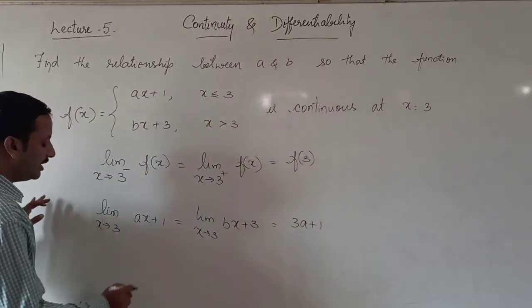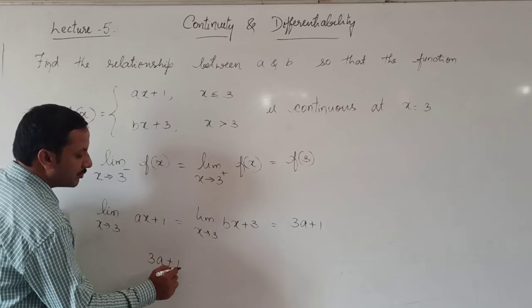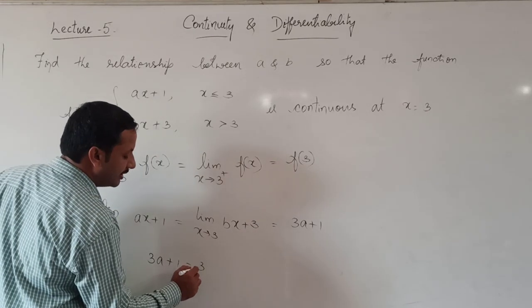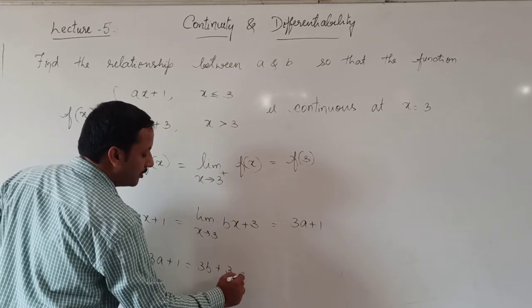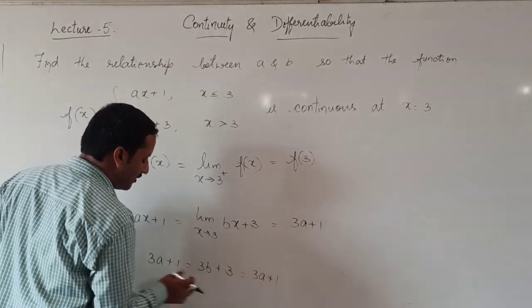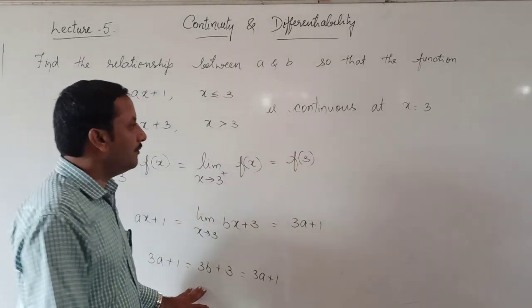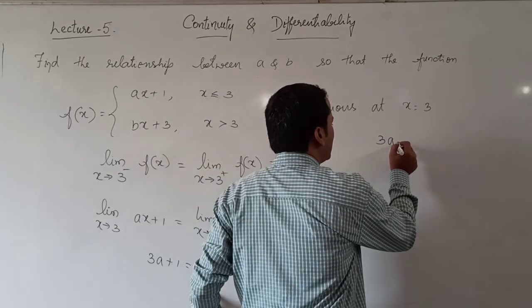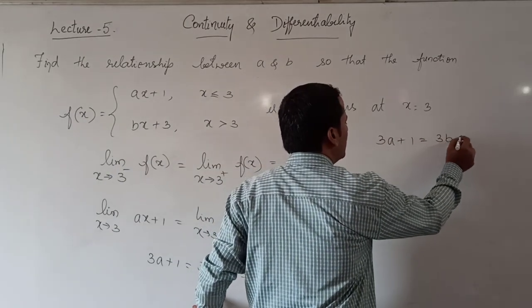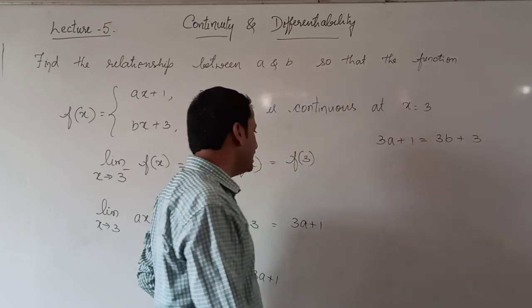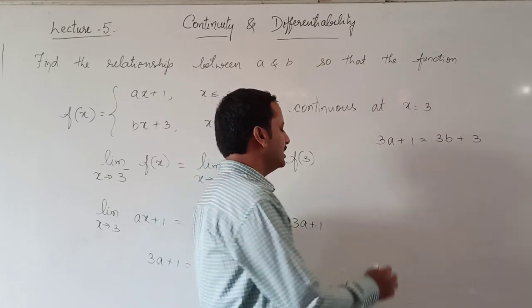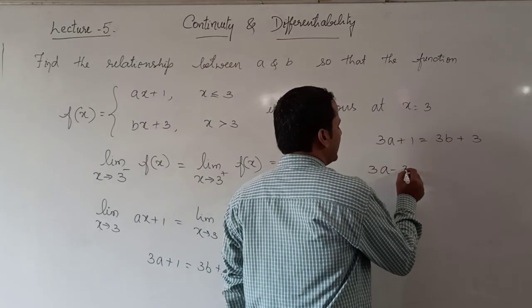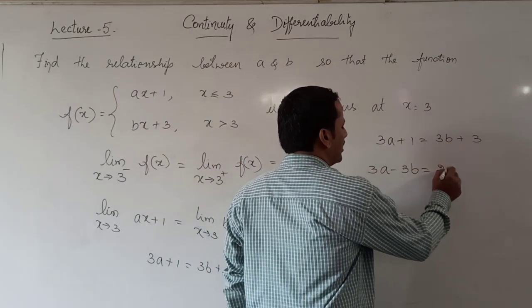Apply the limit here. 3a plus 1 is equal to, apply the limit here, 3b plus 3. Again, that is also equal to 3a plus 1, which we have written already here. So now we have 3a plus 1 is equal to 3b plus 3. Bring this 3b to LHS and take this 1 to RHS. We get 3a minus 3b is equal to 2.